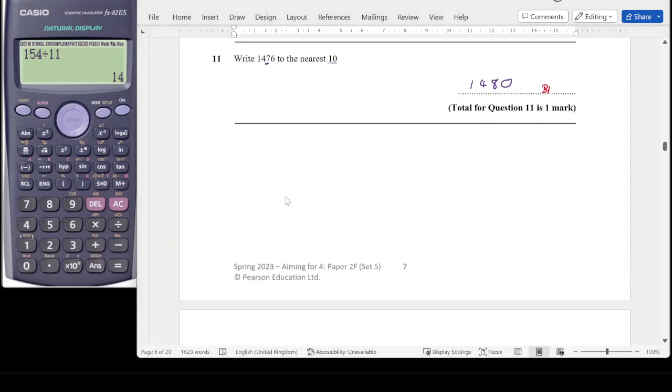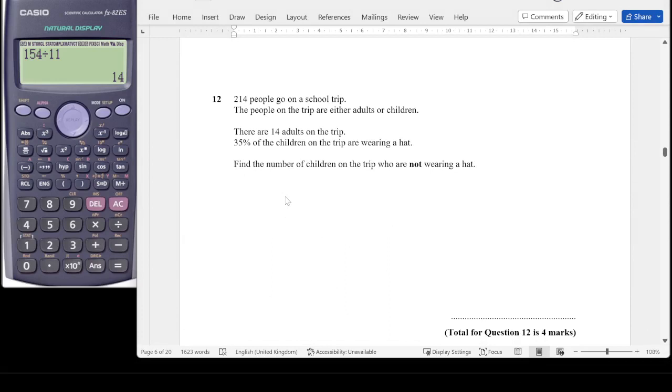Okay, and on to question 12. So 214 people go on a school trip. The people on the trip are either adults or children. There are 14 adults on the trip. 35% of the children on the trip are wearing a hat. Find the number of children on the trip who are not wearing a hat.